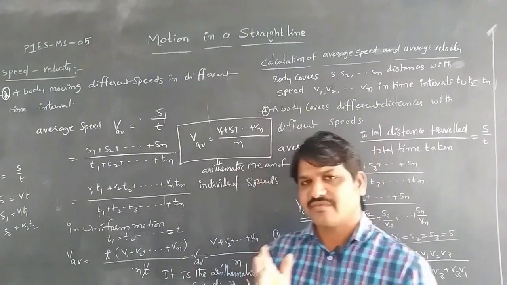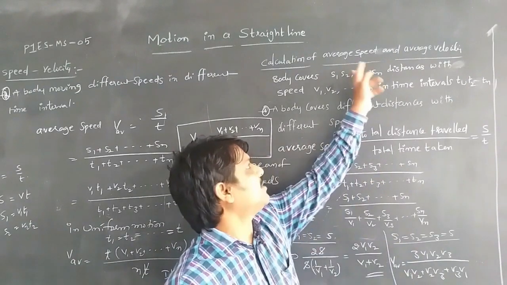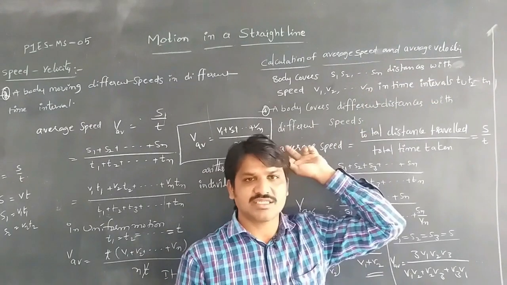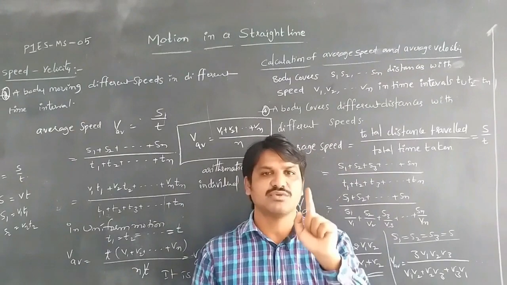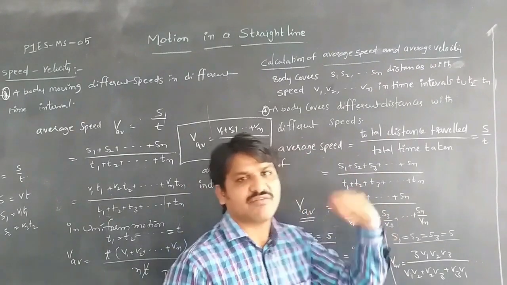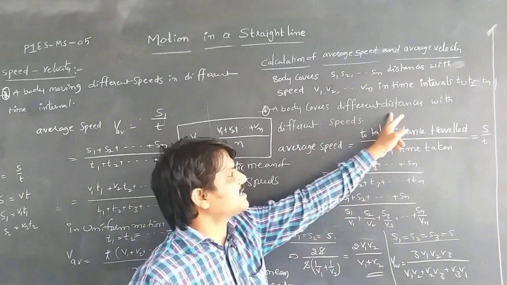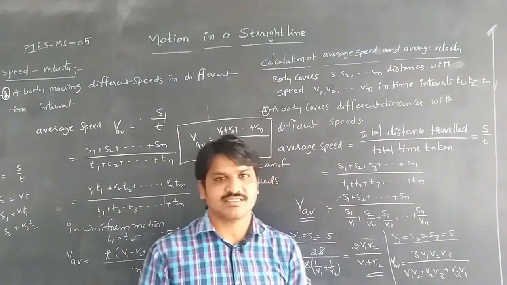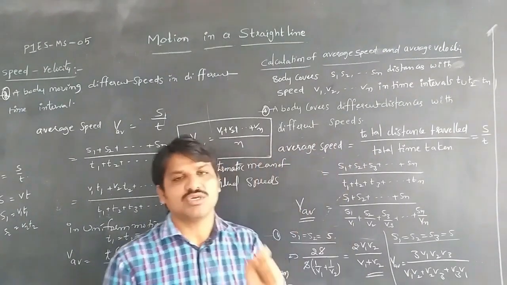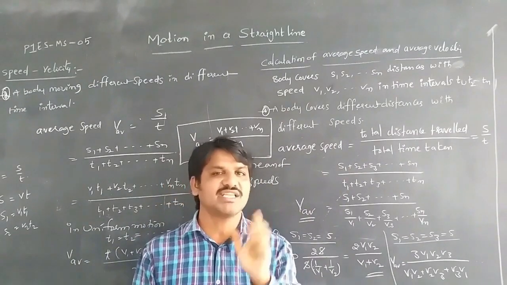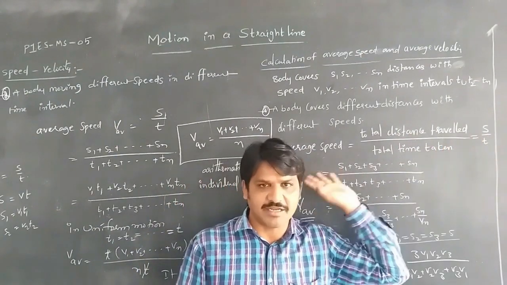From that relation, if the body is moving through distances S1, S2, S3 up to Sn, with speeds V1, V2, V3 up to Vn, in time intervals T1, T2, T3 up to Tn, then if the body covers different distances with different speeds, the average speed is equal to the total distance travelled by the total time taken, which we take as S by T.